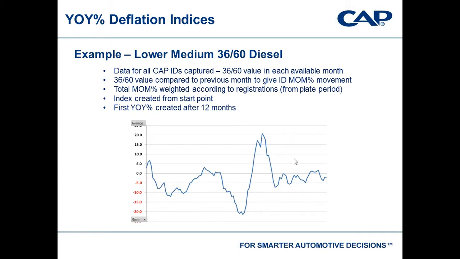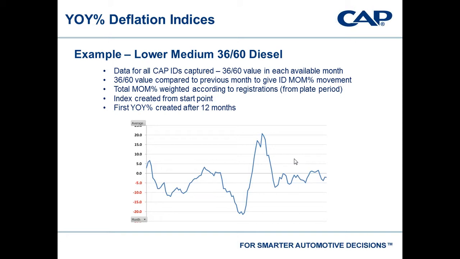What we actually want are a number of indices. So we're segmenting the market by age and sector and fuel type. So for each sector fuel type combination, we will have a 1 year 20 deflation index, 2 year 40, 3 year 60, 4 years 80, and 5 years 100, treating all the ages as separate markets.